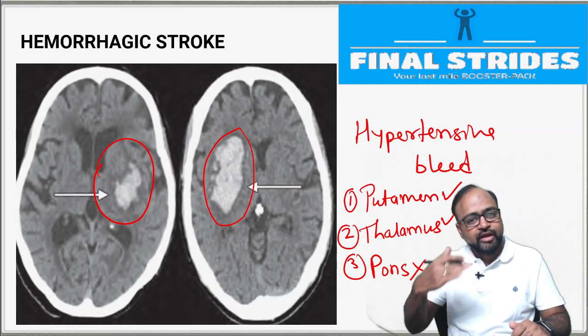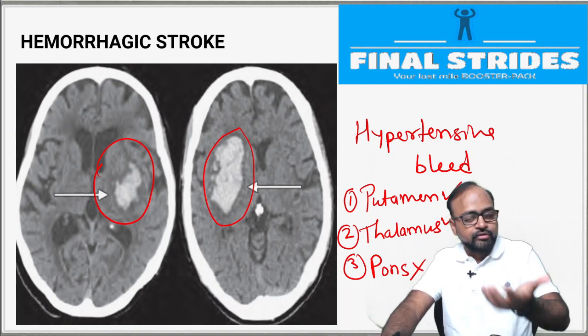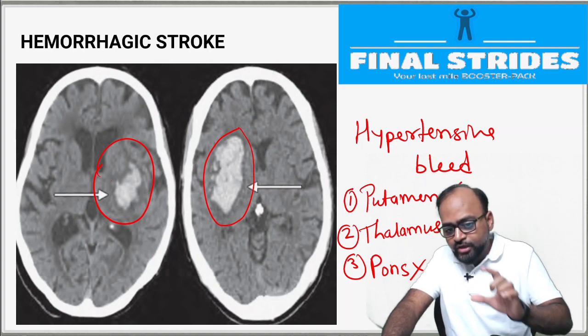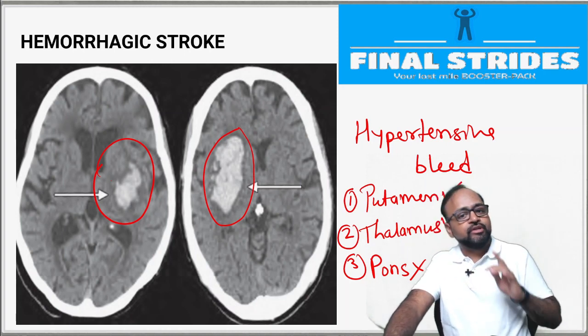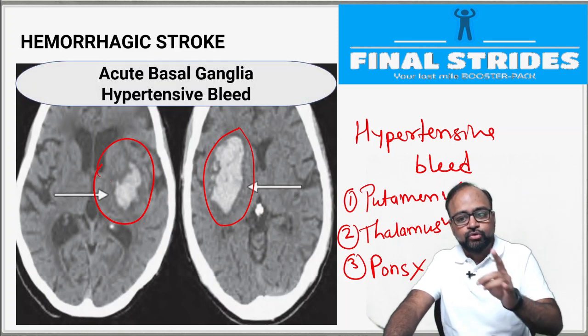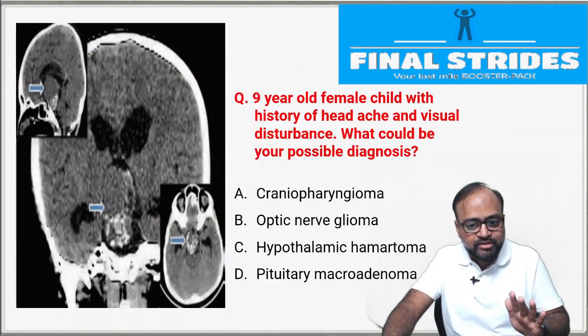Rank 1, 2 and 3, rank 1 and 2 lie within the basal ganglia. So the most common site of hypertensive bleed is the basal ganglia. Okay. So if you see an acute hemorrhage here, it is always going to be a hypertensive bleed. So acute basal ganglia hypertensive bleed, as you can see in the CT here.